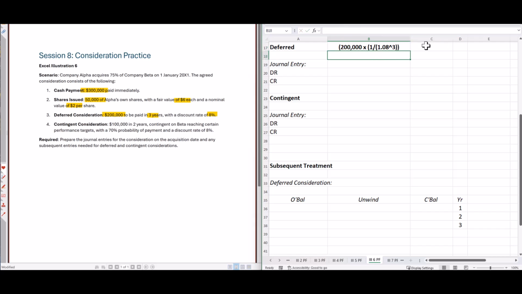Okay, when you do that calculation, now there might be a little bit of rounding in here, but it's going to come out at something in and around 158,767 or thereabouts. The journal entries for this one are we're going to debit goodwill as usual, and we're going to credit a liability.